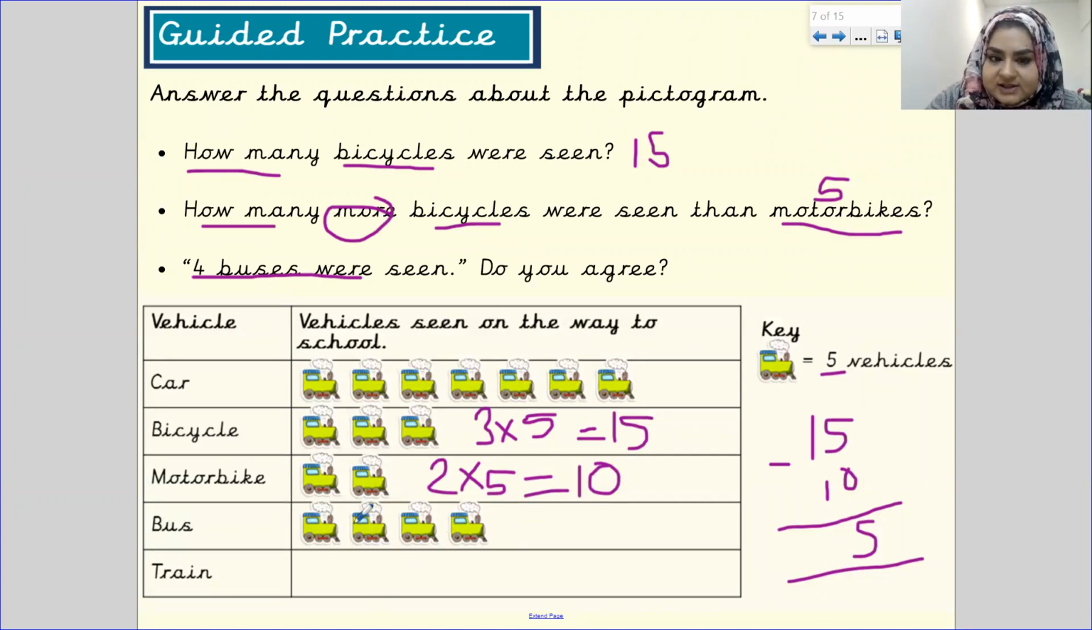You shouldn't agree because 1 picture doesn't mean 1. 1 picture means 5. So 4 buses weren't seen. 4 times 5 buses were seen, because 4 pictures, and 1 picture means 5. So I need to count that as 5. So 4 times 5 is 20. So no, I do not agree, because 1 picture represents 5, which means 4 times 5 is 20. So 20 buses were seen.